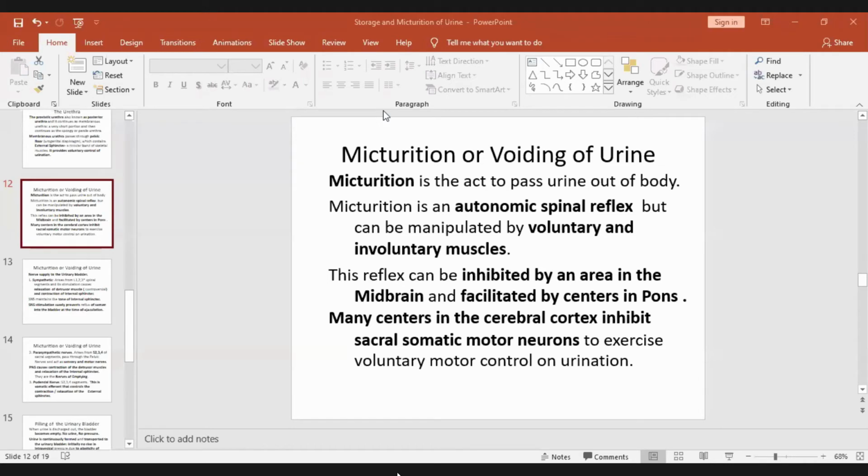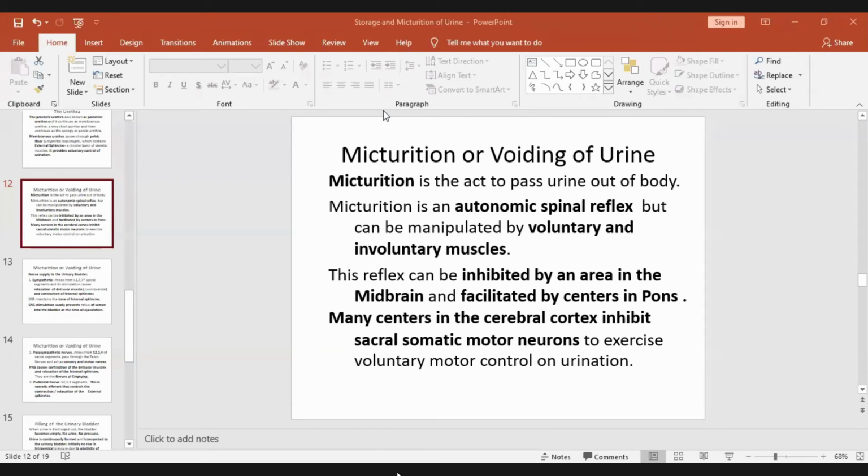This reflex can be inhibited by an area in the midbrain. That is, the reflex is a spinal reflex in S2, S3, S4, but at the same time, it is controlled by the higher centers in the midbrain. It has an area which can inhibit it, and it can be facilitated by a center in the pons. So the pons facilitates the passing of urine, whereas the midbrain inhibits the passing of urine.